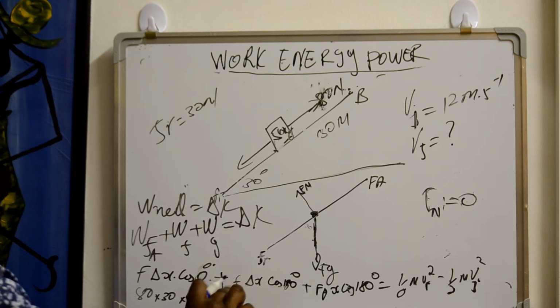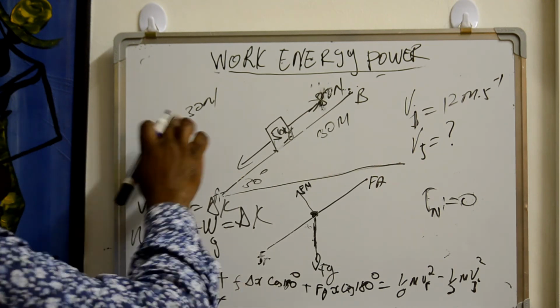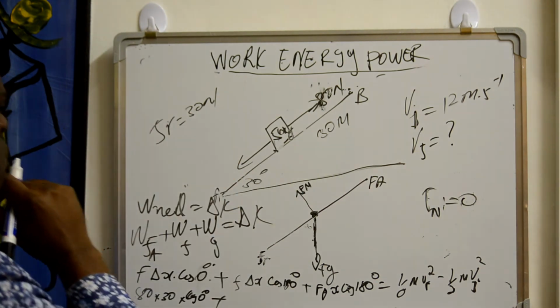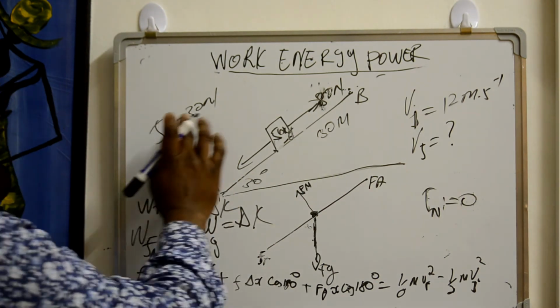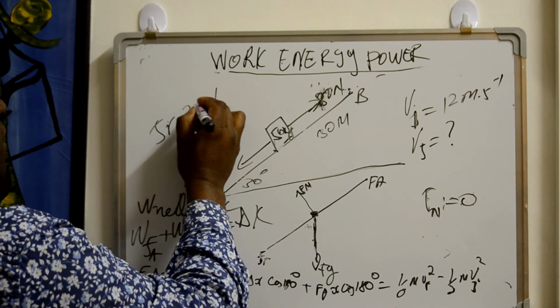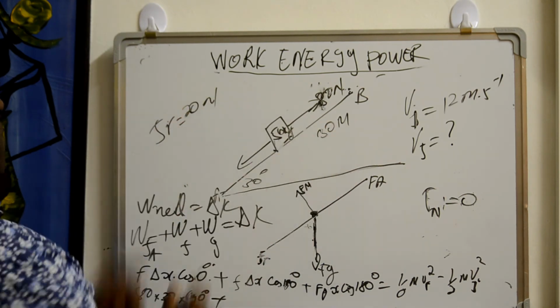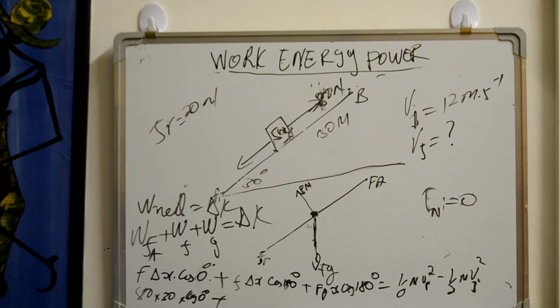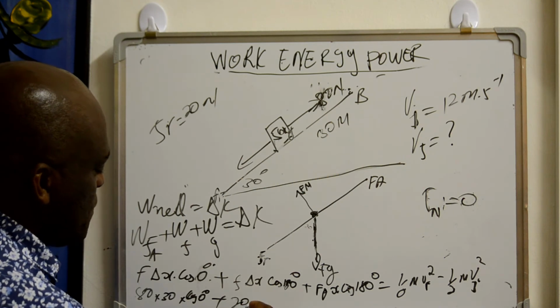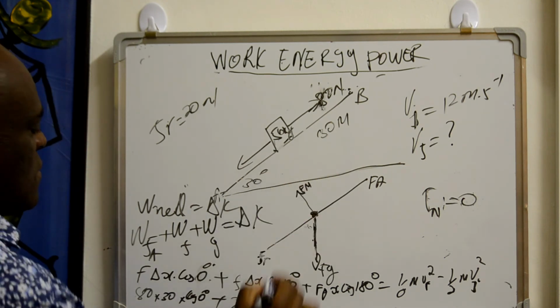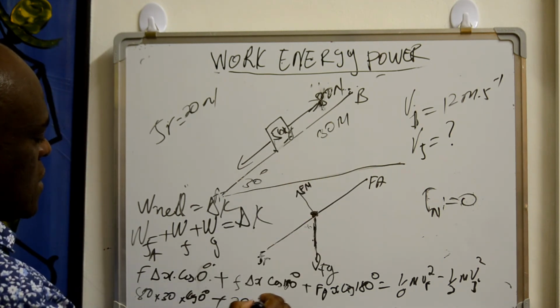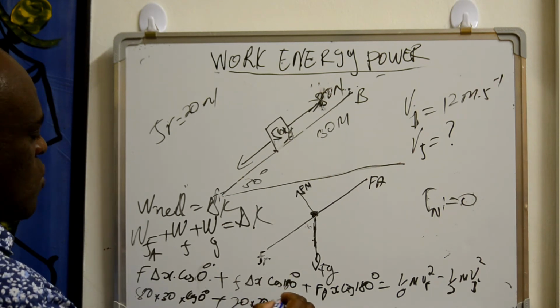Then plus, what is my friction force? Sorry, let's say my friction force is 20 newtons. What is my delta X? My delta X is 30. And what is cos 180?